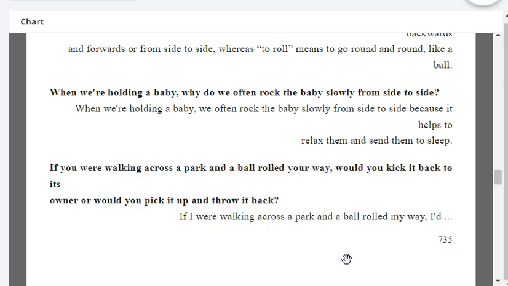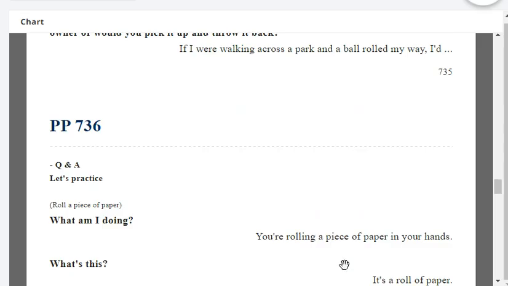Okay, next. What am I doing? You are rolling a piece of paper in your hands. Very good.